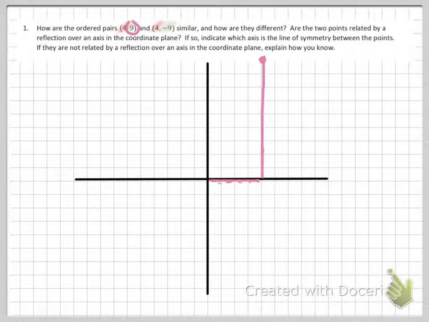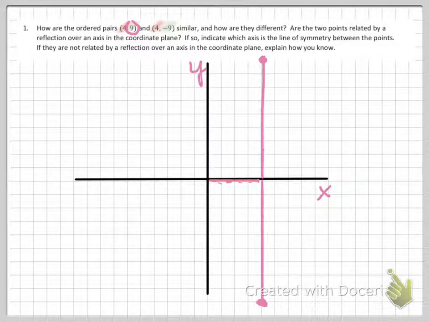And then the second one will tell us to go down 9. 1, 2, 3, 4, 5, 6, 7, 8, 9. So right here. So we see that we do have 2 different points. One that is above the x-axis and one that is below the x-axis. So there's some differences and similarities.